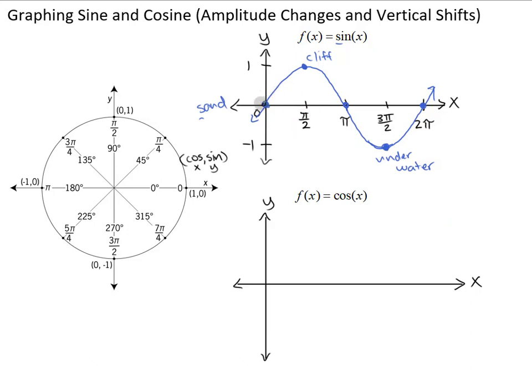We will either go from the sand, or 0, to our cliff, +1, back down to the sand, underwater, back to the sand, and so on. We just oscillate between those over and over again every 90 degrees in our parent function.